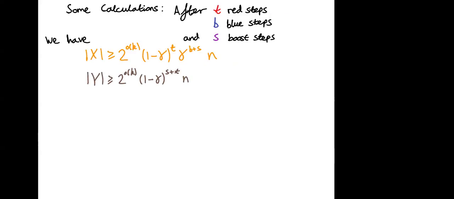Okay, so we probably won't do all the details of the calculations, but thinking about the way the algorithm is defined, you can work out roughly what the size of x and y is at all steps. Basically, in red steps you're losing a factor 1 minus gamma, in the blue steps you're losing a factor like gamma. And when you think about y, you lose that 1 minus gamma in both the red steps and the boost steps. So that's also part of the equation.